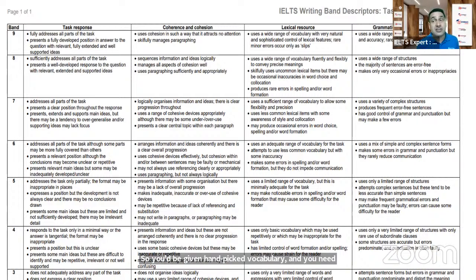Grammatical range and accuracy: you need to write grammatically correct, and you need to use a range of sentence structures as well. So most of the time, if you proofread, you'd be able to eliminate your grammatical mistakes. So do not forget to proofread.